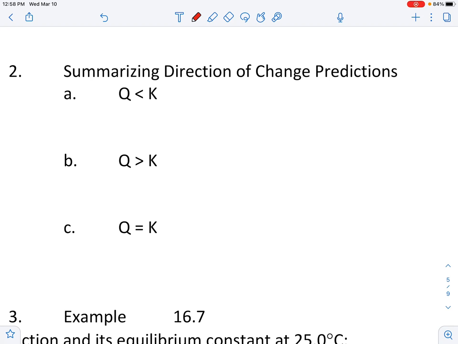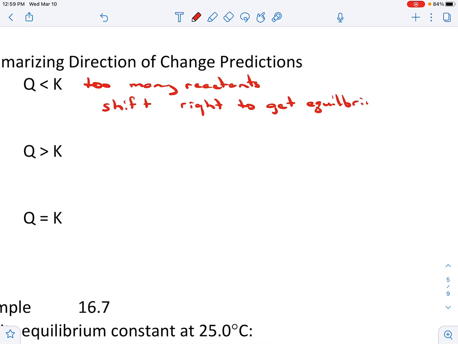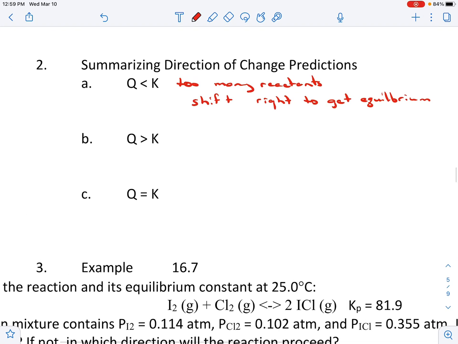So if Q is less than K, that means we have too many reactants, right? Too many reactants, so it will have to shift right to get to an equilibrium. Now, real quickly, make sure we know what it means by shift right. We're going to have the reaction go towards the product, so we get more product, so we get a larger Q, right?